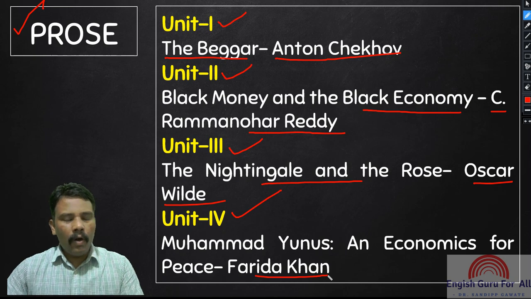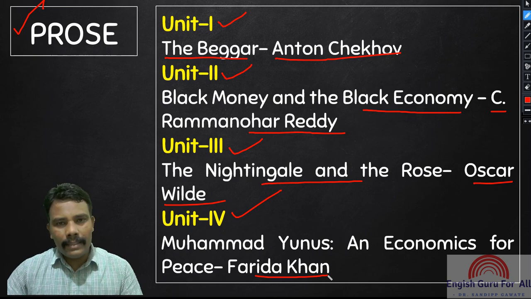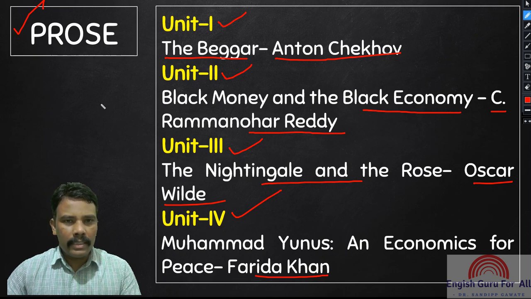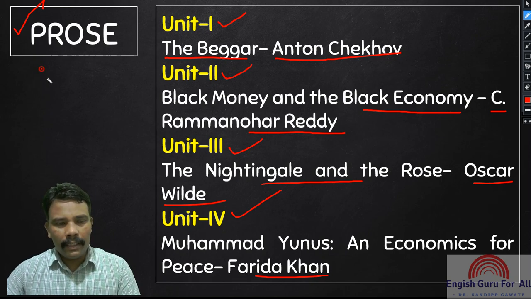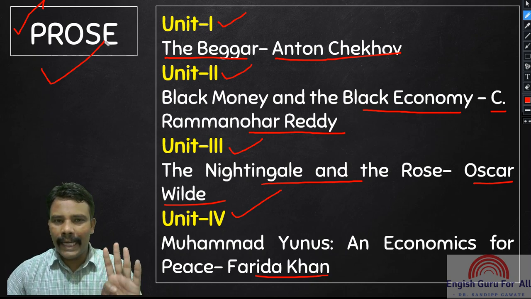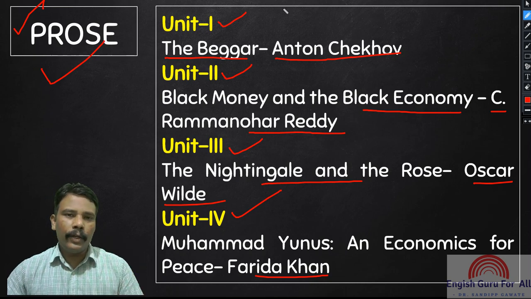Dear students, we are discussing the syllabus of semester 1 FY BCom of the university SPPU. You need to understand this one. There is the first section. What is the first section? That is the prose section. Under this, how many units are there? There are total 4 units. Unit number 1, The Beggar. This is a story written by Anton Chekhov.